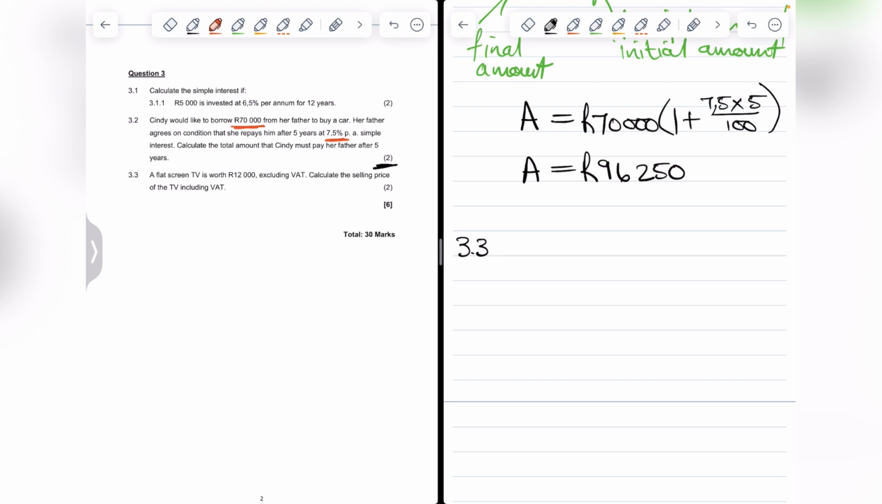3.3, a flat screen TV is worth 12,000 Rand, excluding VAT. So that's excluding VAT, meaning VAT must still be added. So this is pretty simple. I will go straight to it. Calculate the selling price of the TV, including VAT.